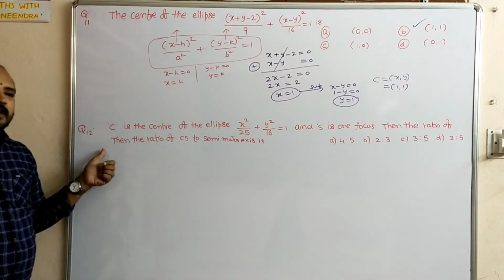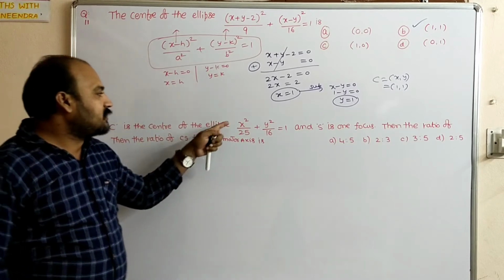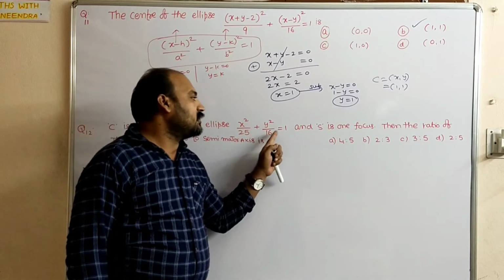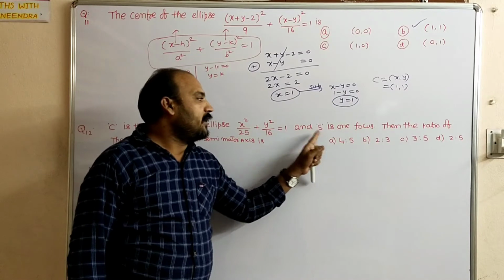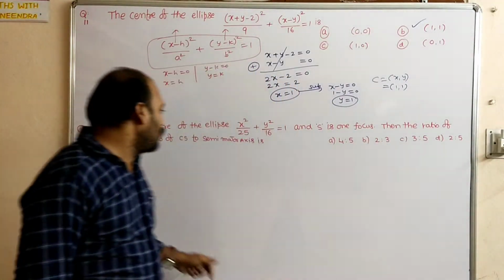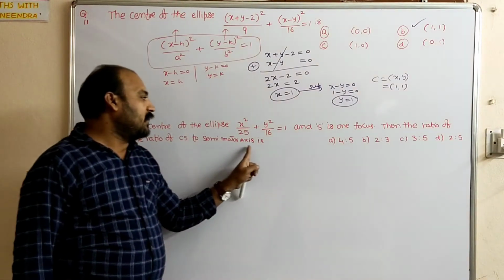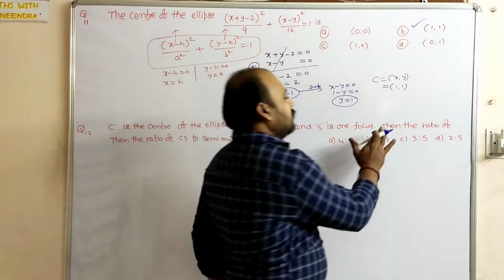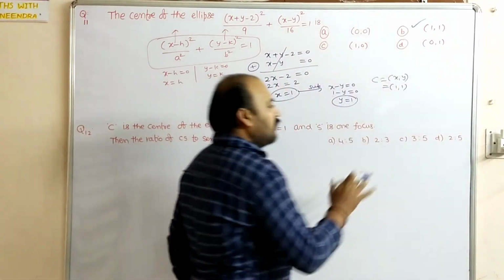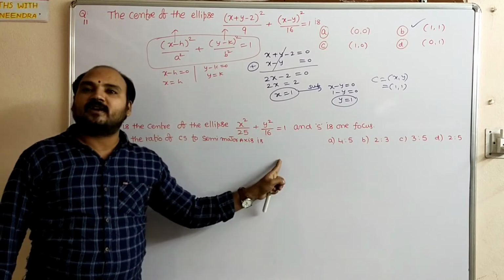Now we will move to the second question. C is the center of the ellipse x^2/25 + y^2/16 = 1, and S is one of the foci. Then the ratio of CS to the semi-major axis is asked.